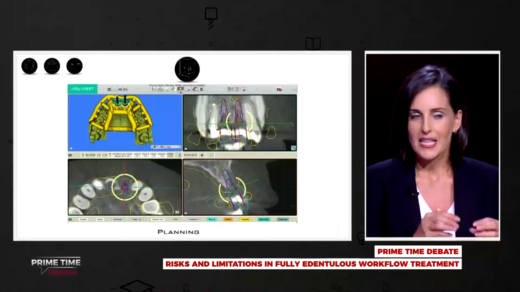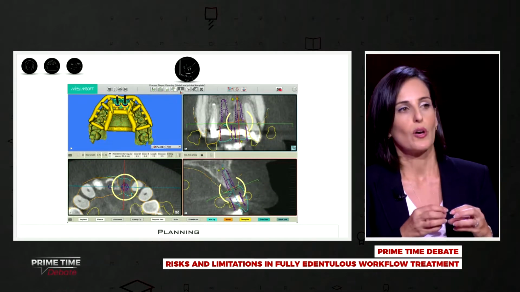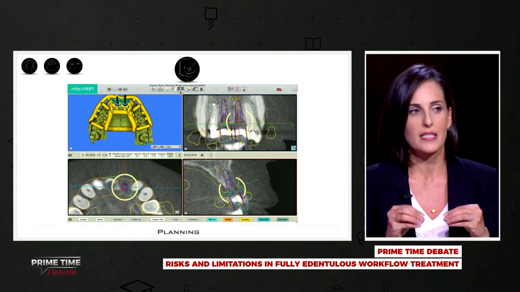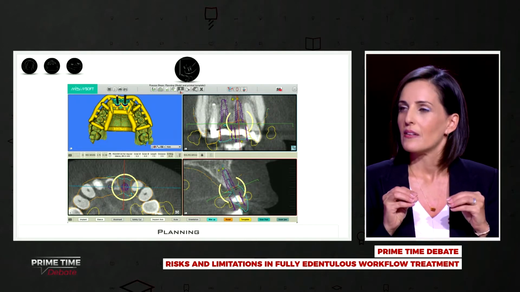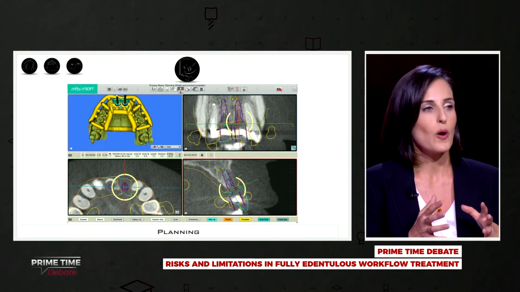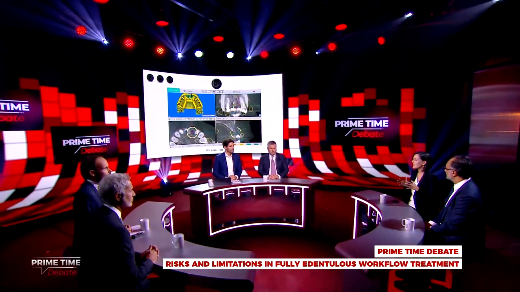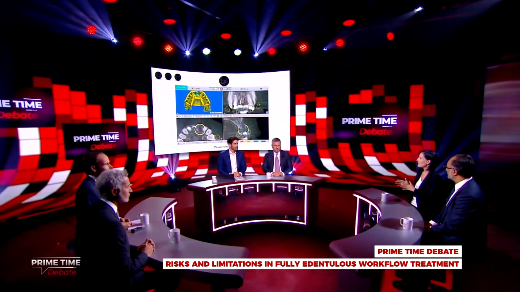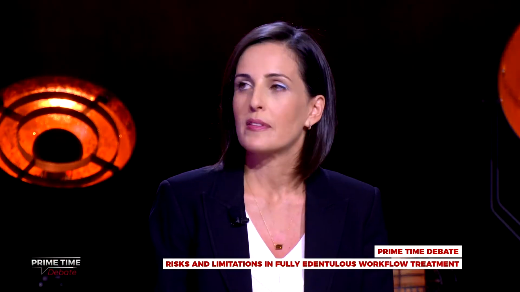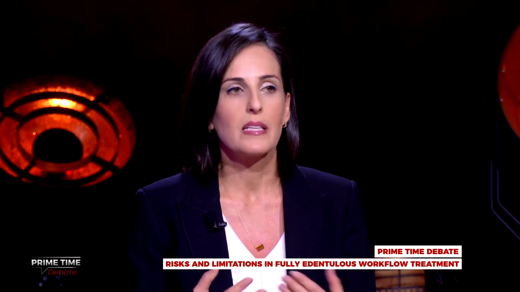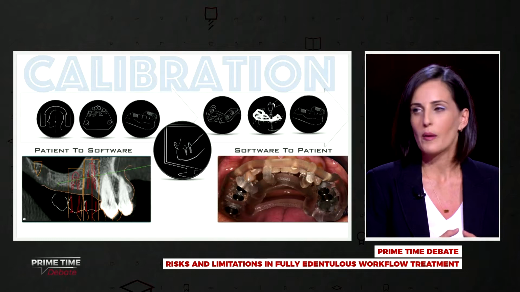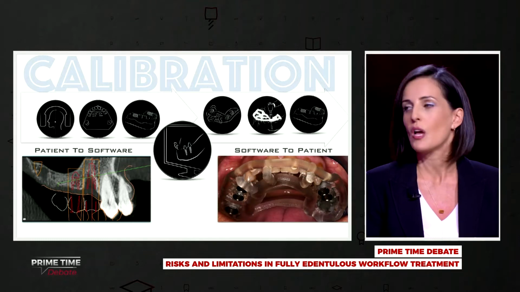But this second step, when we move out of the software, out of the digital world, back into the physical world with these guides, needs calibration, needs verification. We have to make sure that the way we planned our guide is going to be the way we have it in the patient's mouth. So as long as we have teeth, we can calibrate using the teeth for data calibration and also for the position of the guide.